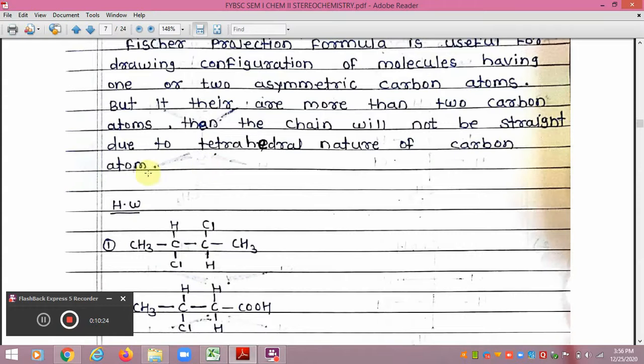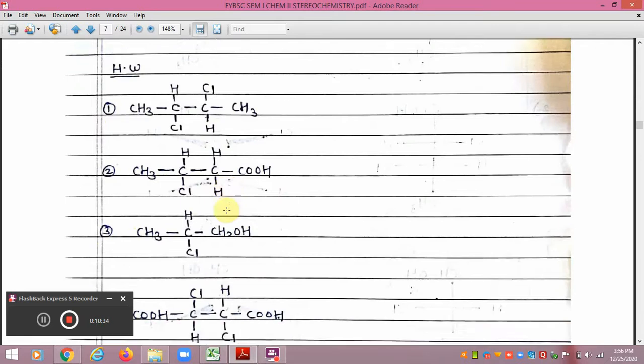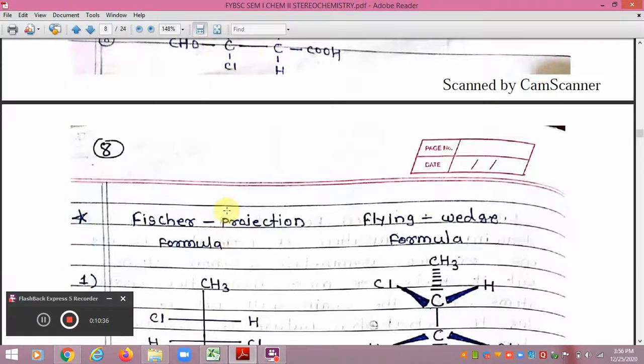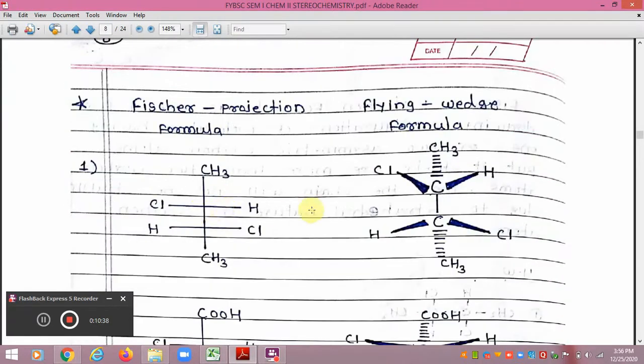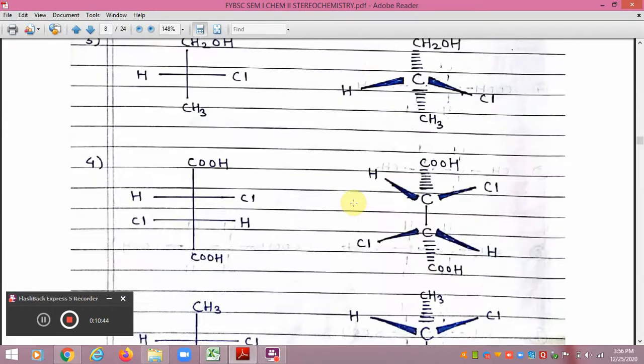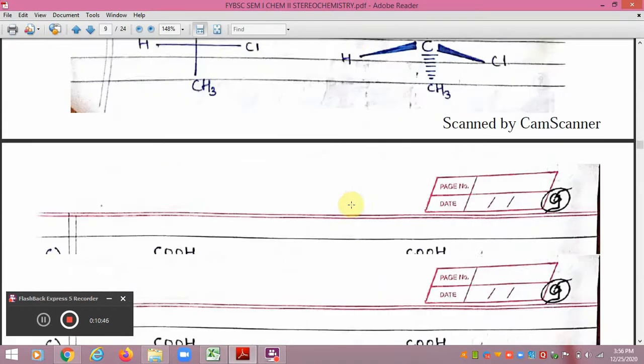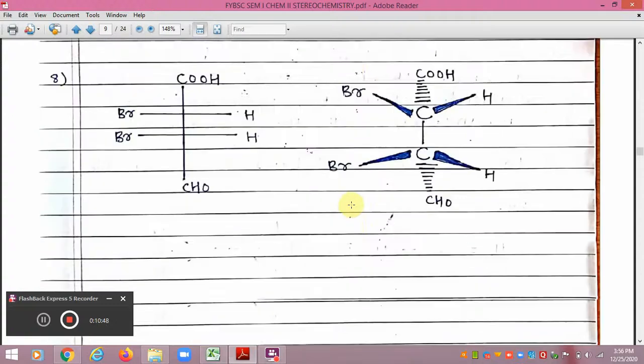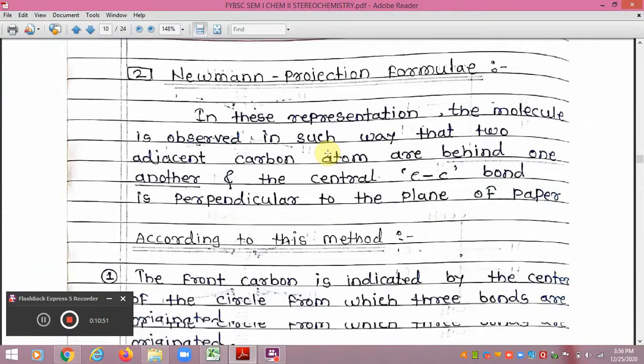Now dear friends, these are some examples. I hope you can try these examples for the representation in Fischer projection. So there are a number of examples. Now this is the interconversion of Fischer projection into flying wedge. We already talked about this example, so we are going to skip it, but you should be able to practice these examples. How can we convert this Newman projection into flying wedge?